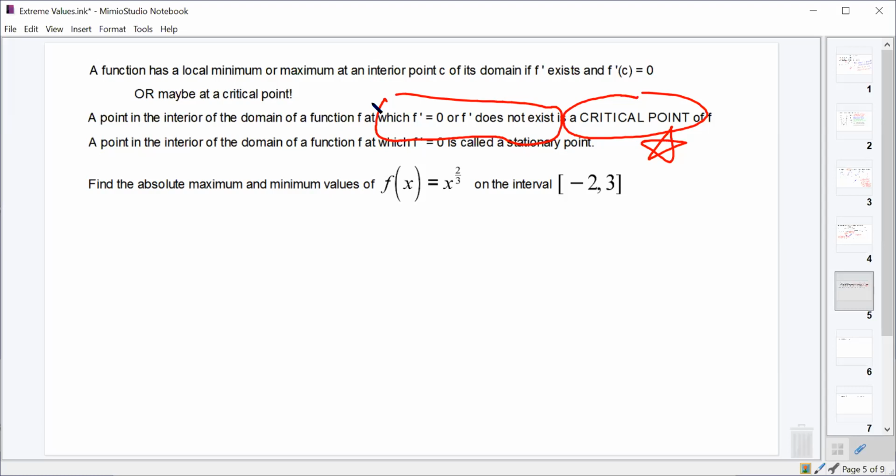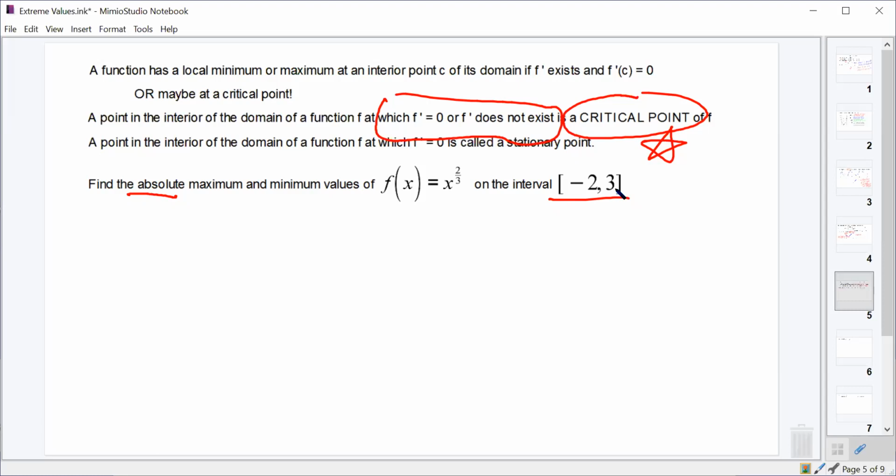All right. So what we want to do then is see if we can find the absolute maximum and the absolute minimum values of f of x equals x to the 2/3 on the interval from -2 to 3. So this is not just asking for local minimum and maximum, it's asking for absolute. And we are also given a closed interval. So what does that tell us about the absolute max and the absolute min? Do they both have to occur?